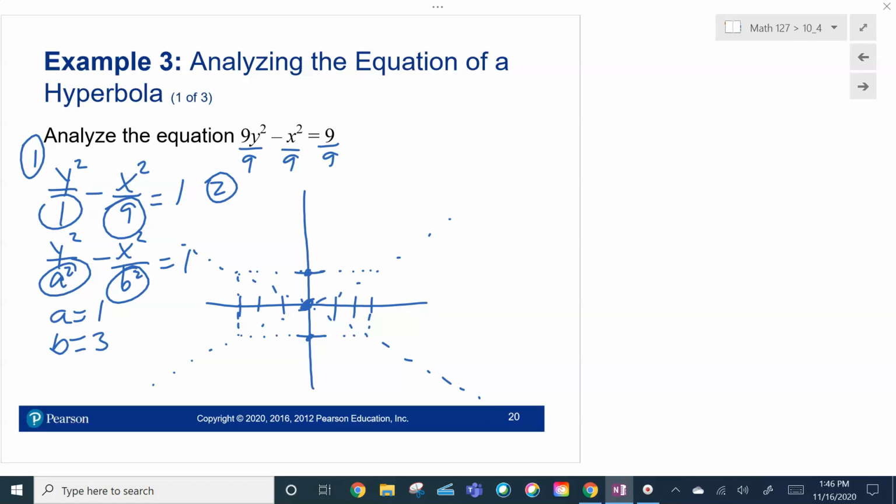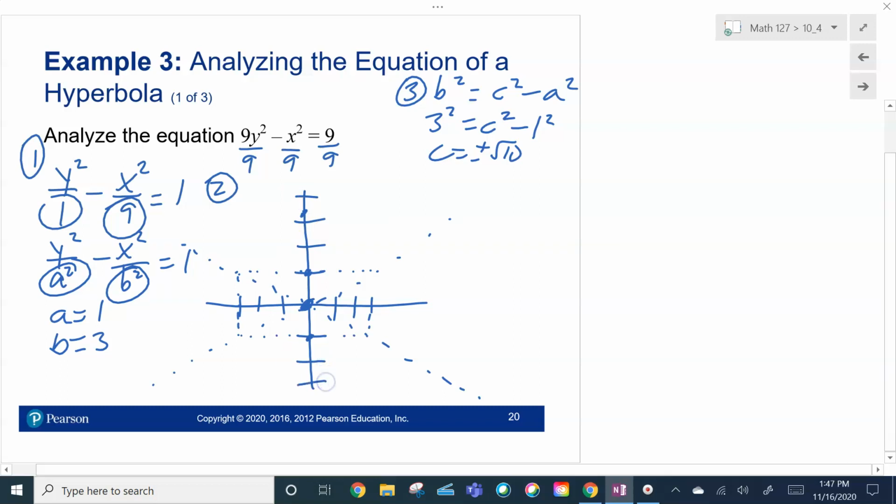Now we don't know where the foci are, so we need to solve that. So number 3, we know b squared equals c squared minus a squared. So 3 squared equals c squared minus 1 squared. c equals plus or minus root 10. So that's 1, 2, 3, and a little bit is about where that focus is. Down from the center, 1, 2, 3, and a little bit is where that other focus is.